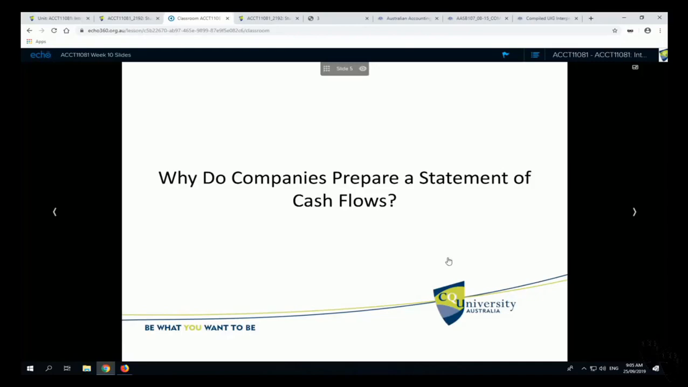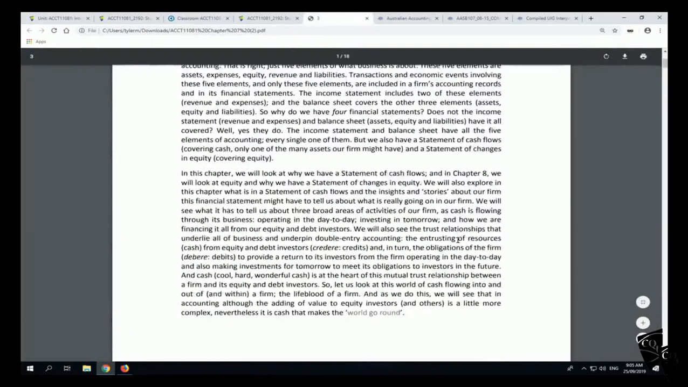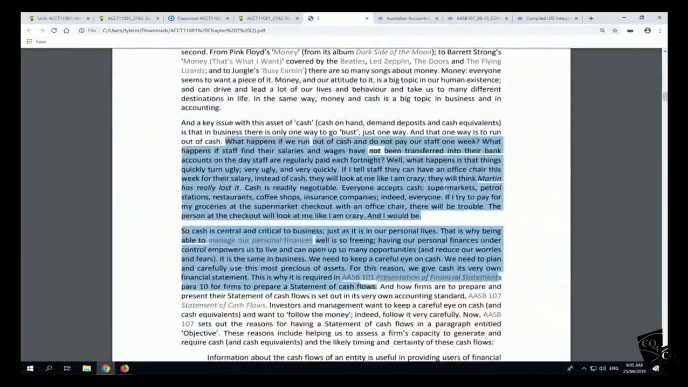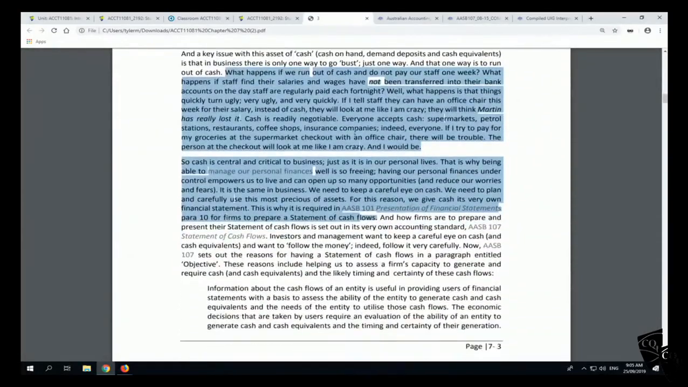So this is on page 3, by the way. So I'll actually open up Chapter 7 for you and go down to page 3. So for those who actually haven't read it, here's your first reading of a section of it. So what happens if we run out of cash and do not pay our staff in 1 week? What happens if staff find their salaries and wages have not been transferred into their bank accounts on the day staff are regularly paid each week or fortnight or month?